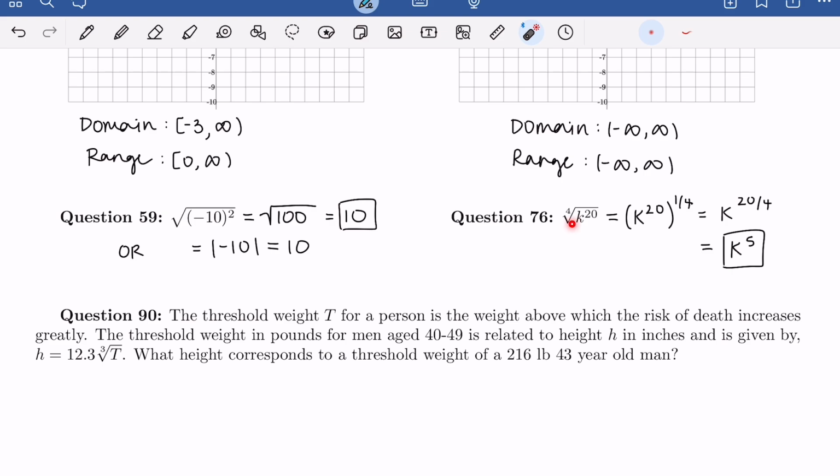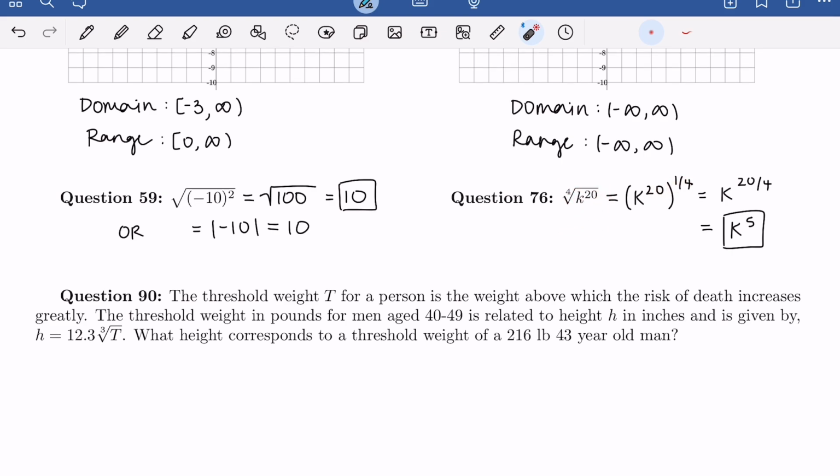So that's how we would simplify something like this using our exponent rules. All right, so for this last question in section 7.1 here, we're going to look at a word problem. We're told that the threshold weight T for a person is the weight above which the risk of death increases. So threshold weight in pounds for men in this age range is related to their height in inches, and it's given by this formula here.